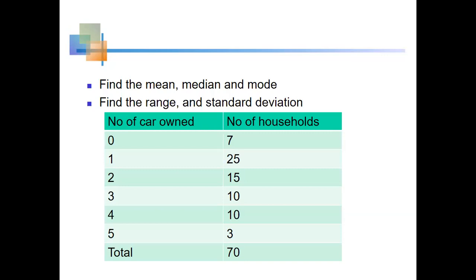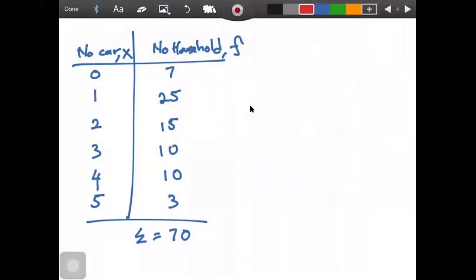So the question is asking for mean, median, and mode. Find the mean, median, and mode. Then find the range and standard deviation. Okay. So how should we do? Okay, kita buat satu persatu. Okay, so if you look here, this is from the table. So find the mean.